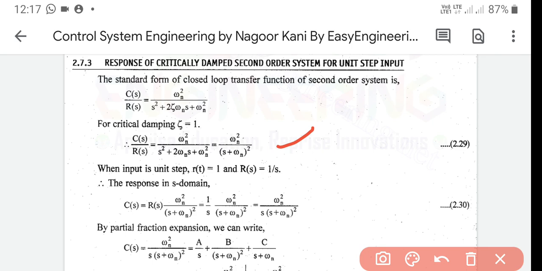Now from the above equation, what is C(s)? The response in the s domain can be written as C(s) is equal to R(s) into omega n square by (s plus omega n) whole square. What is R(s)? Substitute R(s) here. R(s) is nothing but 1 by s. So 1 by s into omega n square by (s plus omega n) whole square. Finally you have obtained C(s). Now you should derive the value of c(t), that is the response in the time domain.